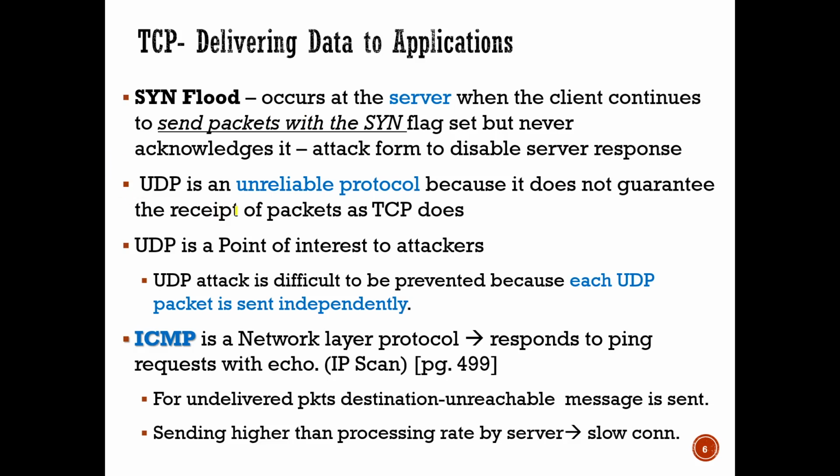So here UDP is also another protocol other than TCP. UDP is an unreliable protocol. So what is the security issue in UDP in particular? It is because it doesn't guarantee the receipt of the packet. Each packet is also sent independently. That's why it's considered a point of interest.